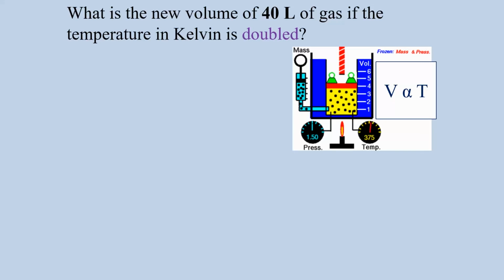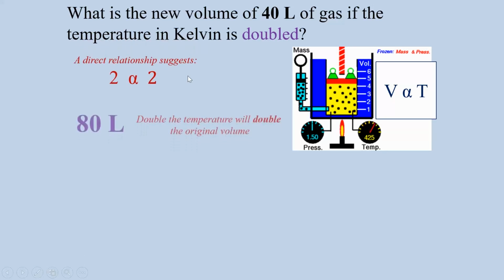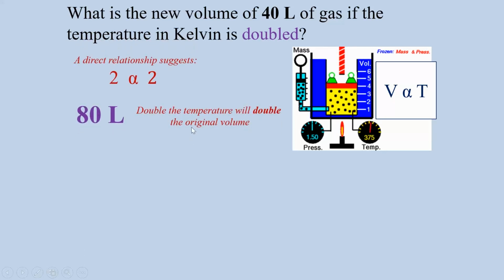Just reasoning without doing too much of the math here. What is the new volume of a 40 liter gas container if the temperature in Kelvin is doubled? Remember, these are directly proportional. When one goes up, the other will go up, and they'll go up by the same factor. So we're doubling the temperature. That means we're also doubling the volume. It's 2 to 2, so we'll end up with 80 liters.